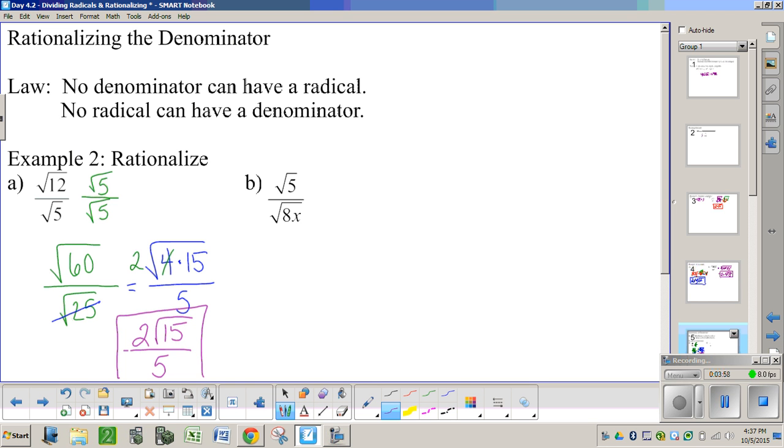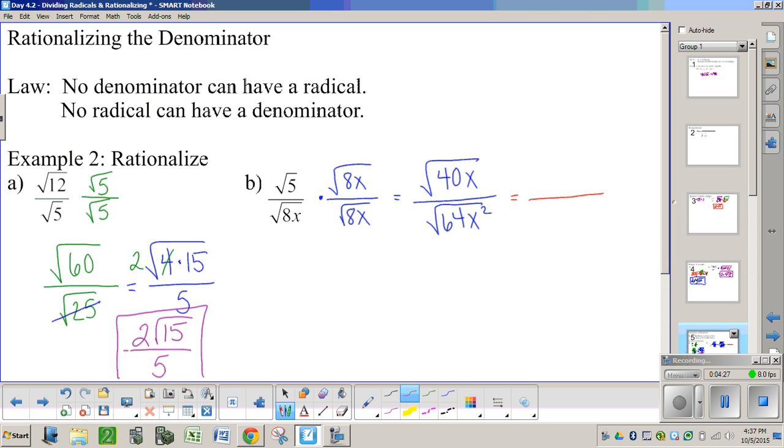Okay, now let's take a look at putting a variable in there. Same thing as before. You just multiply by what the radical is in the denominator and make sure you multiply the numerator and the denominator. So this is going to now give us the square root of 40x over the square root of 64x squared. Now remember, we're creating a perfect square in that denominator. So that just happens to be 8x.